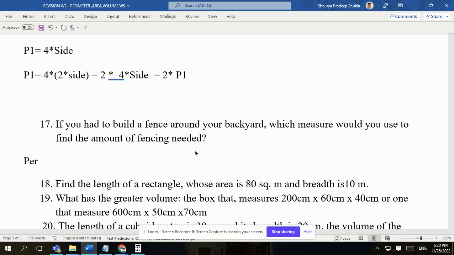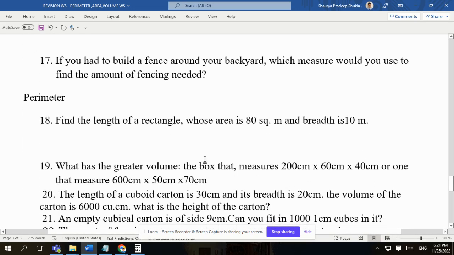If you would like to fence around a backyard, I need to build a fence. Which measure? When you say measure, that means whether I'm supposed to measure area, volume, or perimeter. Am I supposed to calculate the area? Am I supposed to calculate volume? Am I supposed to calculate perimeter? To find the amount of fencing needed, what I have to find is the perimeter. The answer is perimeter. Don't make silly mistakes, Krishna. This is a very simple problem. All right, let's go to the next problem.